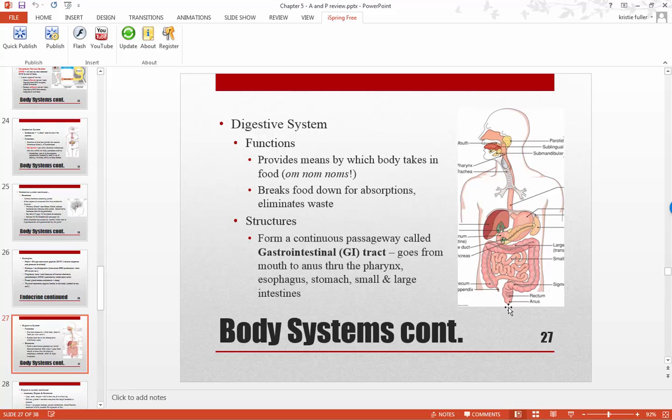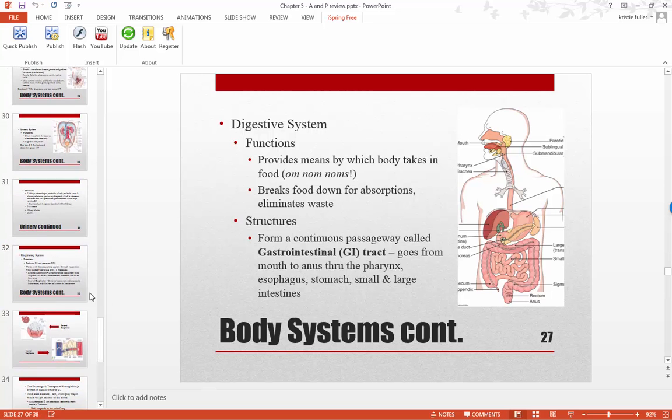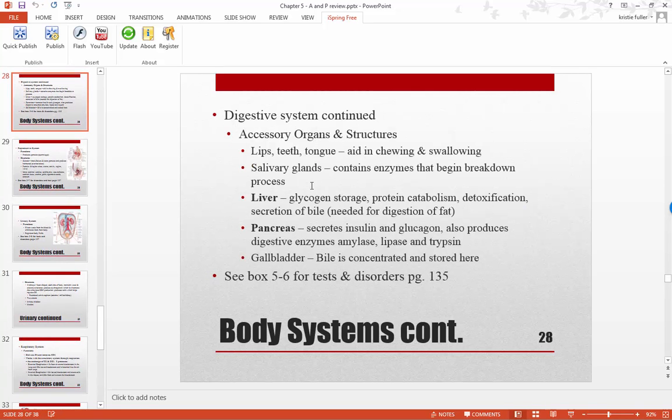That's called the gastrointestinal tract. You also see that abbreviated the GI tract. You do need to know that term, but I'm not going to make you label anything like that, so don't worry about that. All right, so you have all of these accessory organs and structures. The liver and the pancreas are also included in the digestive system because they do participate in the processes that occur here.